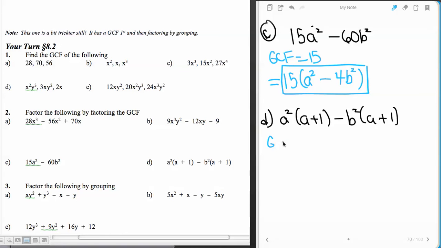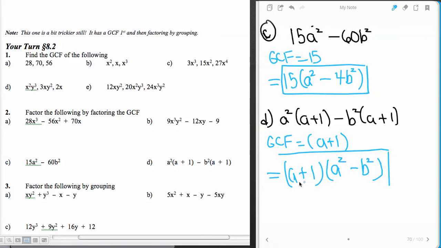On the next one, we see a GCF that is a binomial, and we're going to take that binomial GCF of a plus 1 out. So we're going to rewrite this as a plus 1, and then get prepared for a binomial, minus in between, taking it out of the first one, left with an a squared, taking it out of the second one, we're left with a b squared.